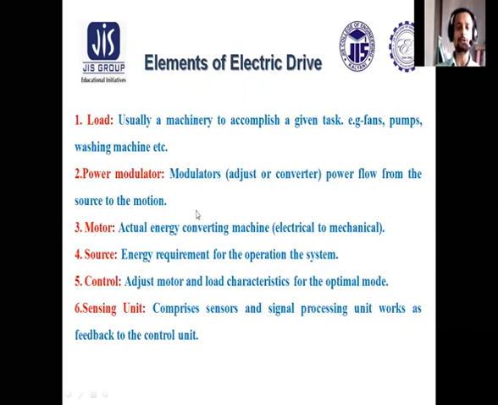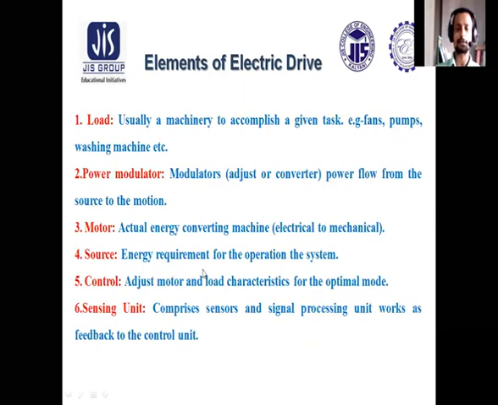This motor is the actual energy converting machine. We have an electric power supply. The power modulator modulates the power of the power supply and sends it to the motor. Now what does the motor do? The motor takes electrical energy and converts it to mechanical energy. Thus, the load could be driven. So the motor could be treated as the actual energy converting machine.